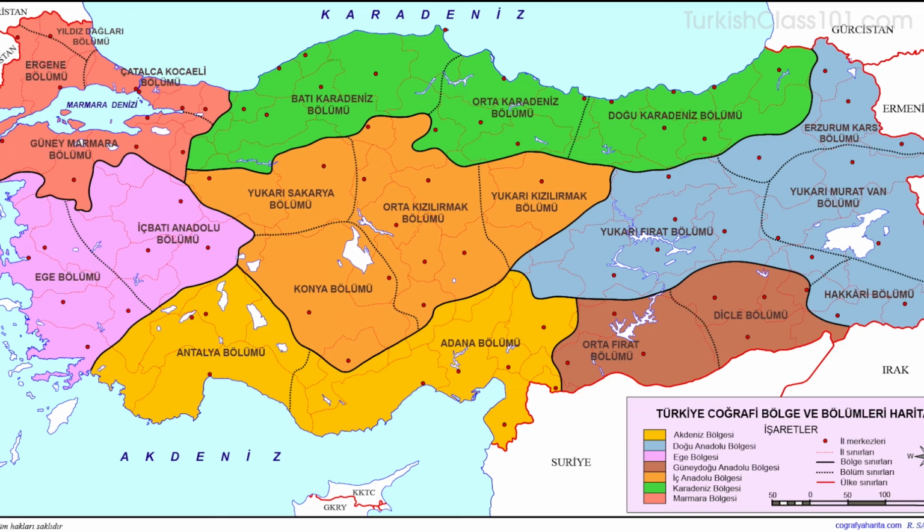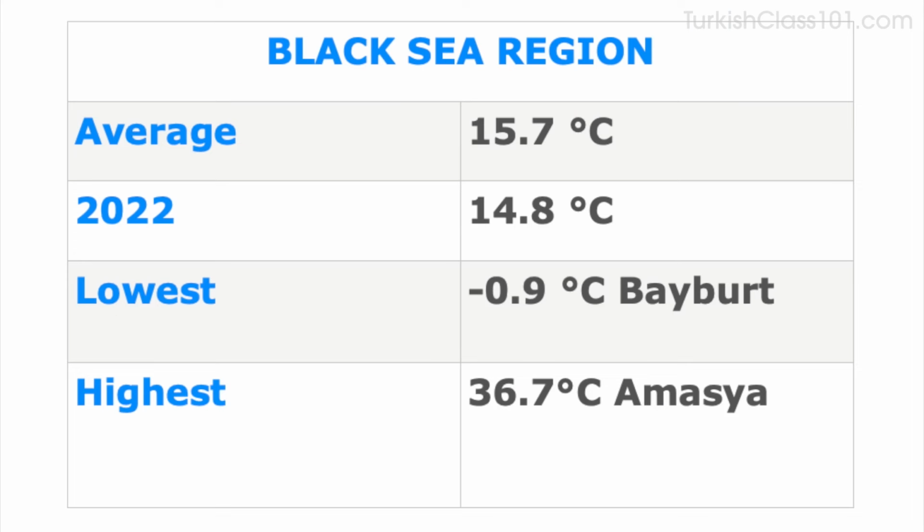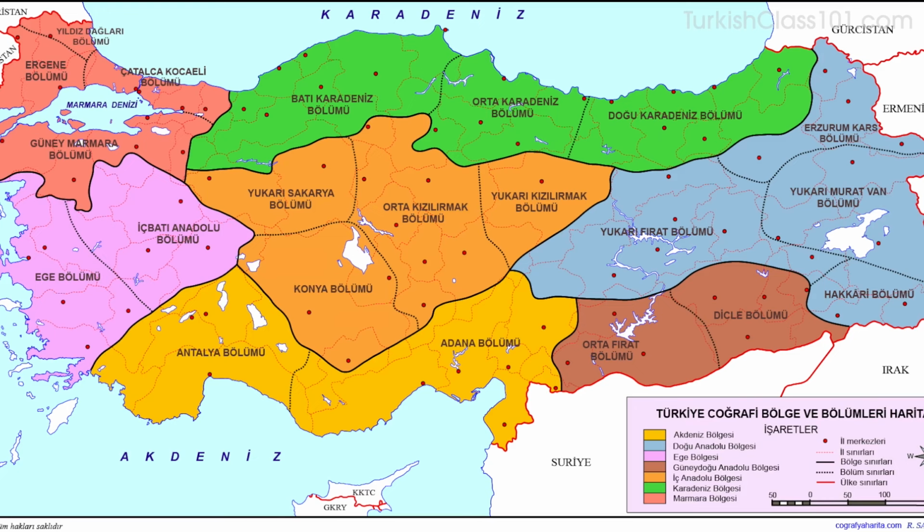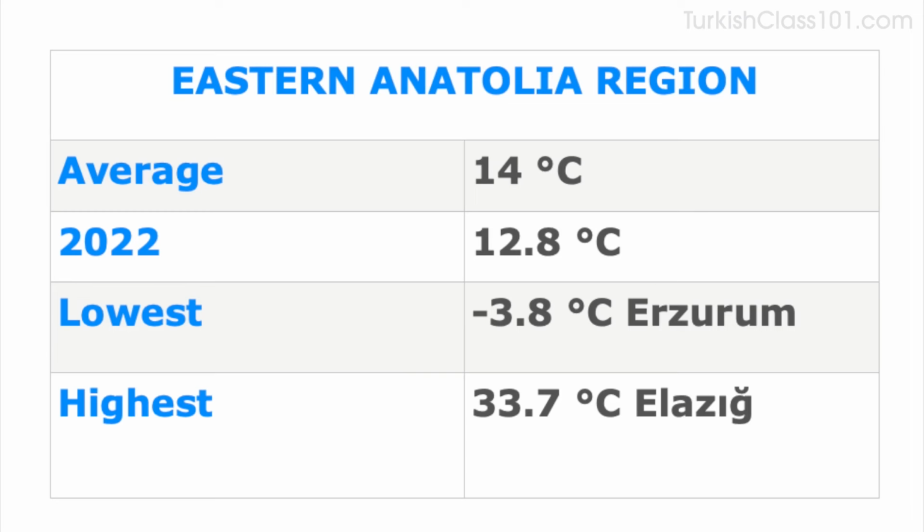The Black Sea region, the long-term average temperature is 15.7. It was 14.8 in 2022. The lowest temperature was minus 0.9 in Bayburt and the highest was 36.7 in Amasya. Eastern Anatolia region. The long-term average temperature is 14. It was 12.8 in 2022. The lowest was minus 3.8. The highest temperature was 33.7 in Elazığ.